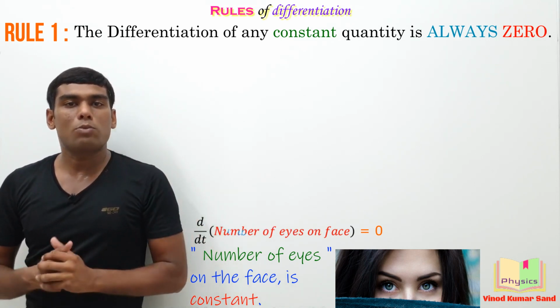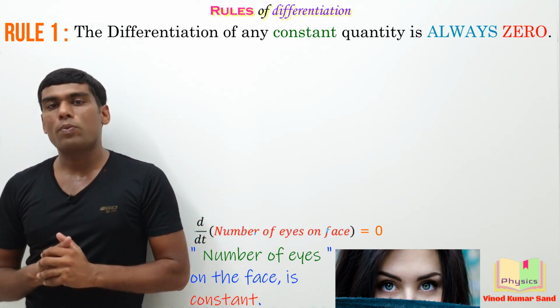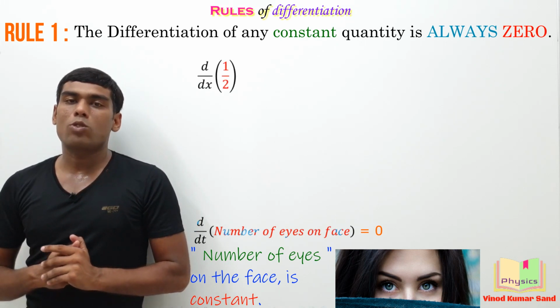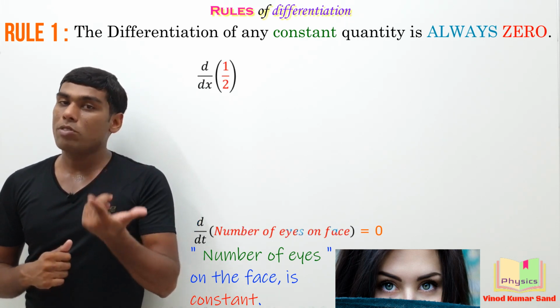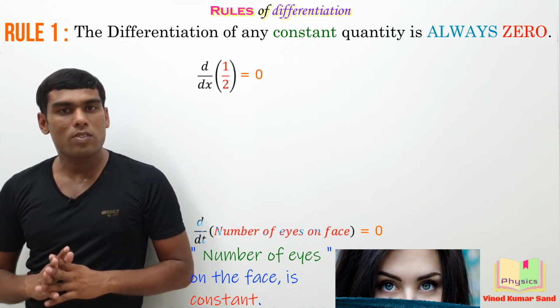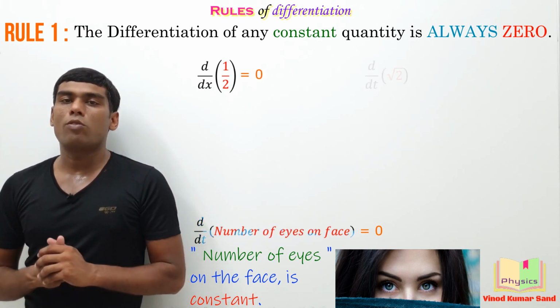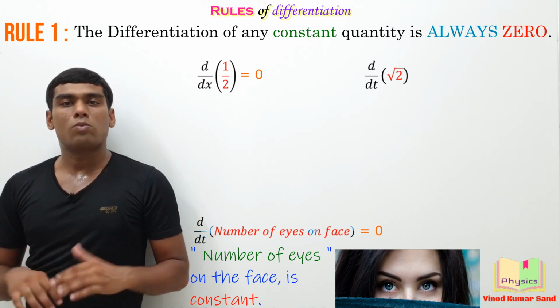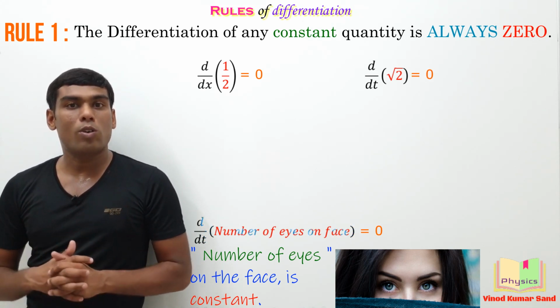So the rate of change comes out to be 0. Another example. I ask you, what is d by dx of half? Half is a constant quantity, it will not change, so its rate of change will be again 0. What is d by dt of root 2? That will also be 0. Root 2 is also a constant.